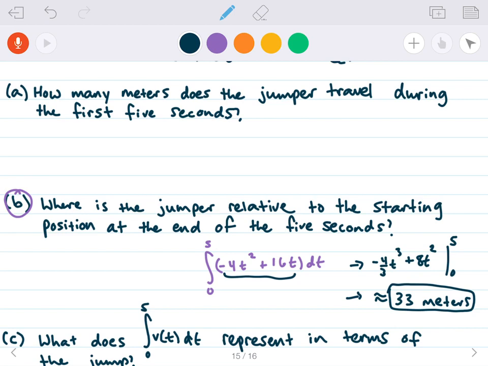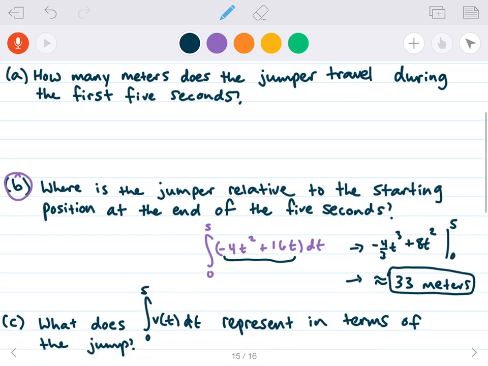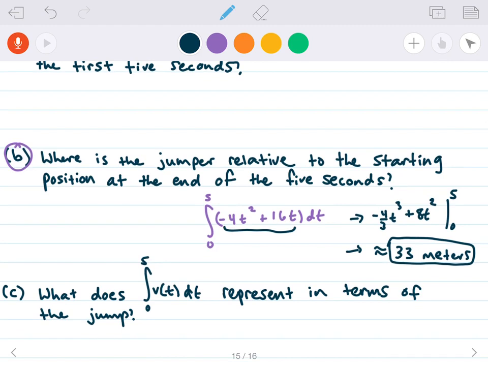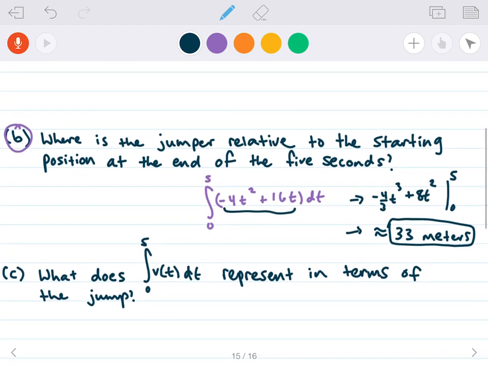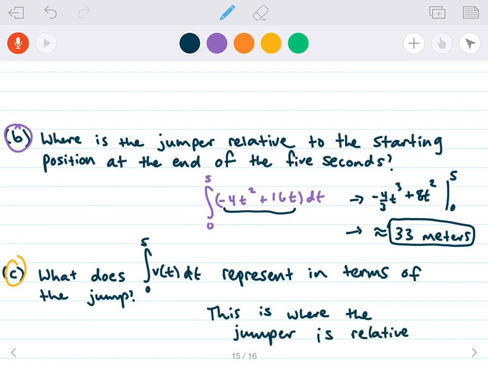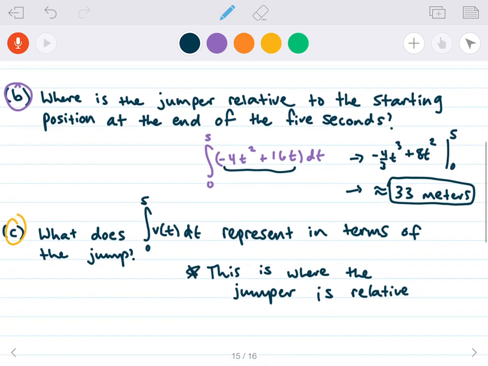And basically, what does this represent in terms of the jump? Well, again, this is just kind of answering question B. This is saying, this is where the jumper is relative to his starting point.